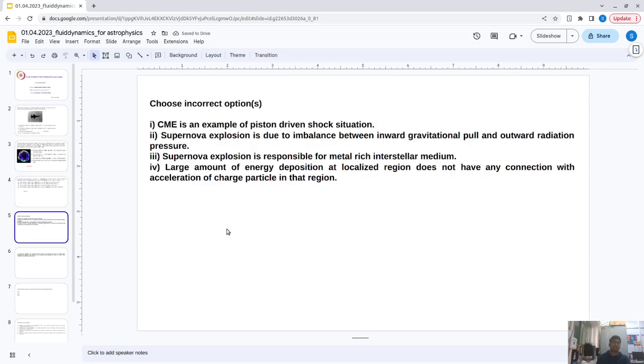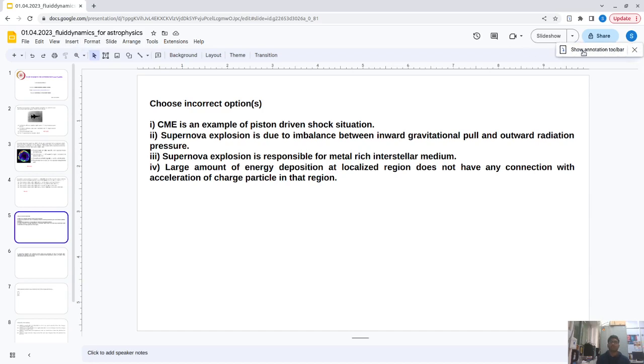Next is choose the incorrect options. So this is more about information based options. So CME is an example of piston driven shocks. Piston driven shock situation. So this is correct, right? So CME is an example of piston driven shock situation.